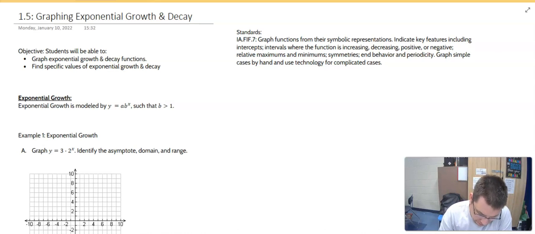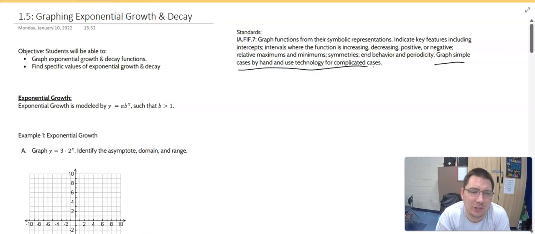Remember that we are told in the standard to graph simple cases by hand and complicated cases with technology. And again, we're looking at simple cases a lot with these examples, but some of the problems that we're going to look at later on will be more complicated with the values that they have, and we'll want to use our calculator or Desmos for that. So let's go ahead and look at example 1.